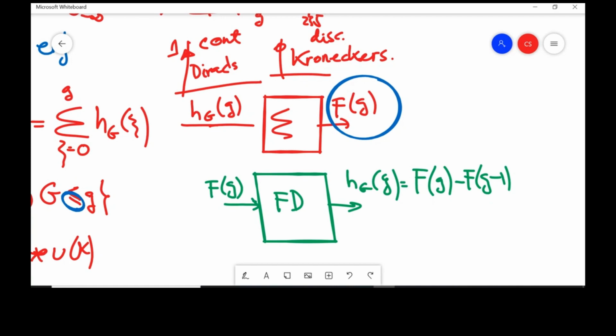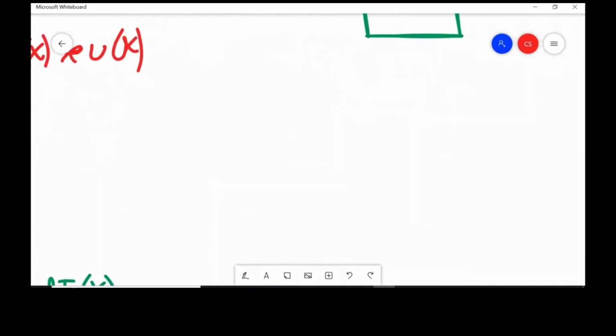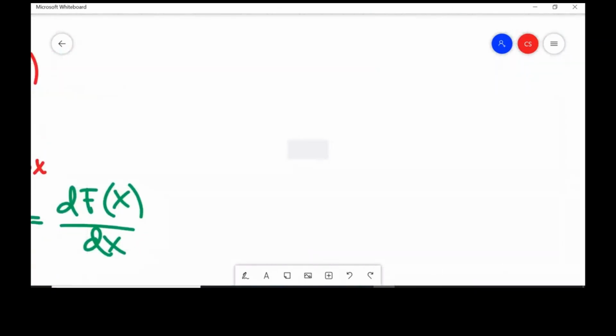And actually, there is a very nice connection between the first difference and the derivative. So let's put them here. Okay, so where are we? Here.